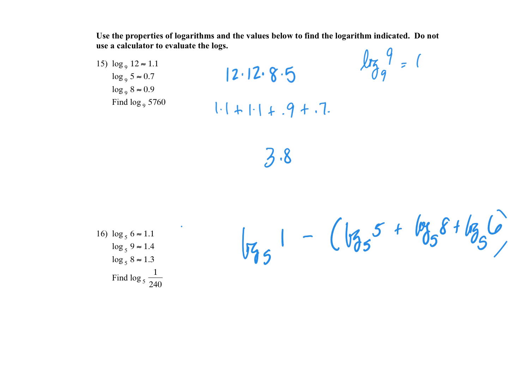Well, log base 5 of 1 is 0. What exponent do I have to put on 5 to get a 1? And that would be 0. Log base 5 of 5 is 1. And all these are going to be subtracted, because when you have a subtraction out here, you distribute it. So minus 1.3 minus 1.1. And we should get minus 3.4. Yep.